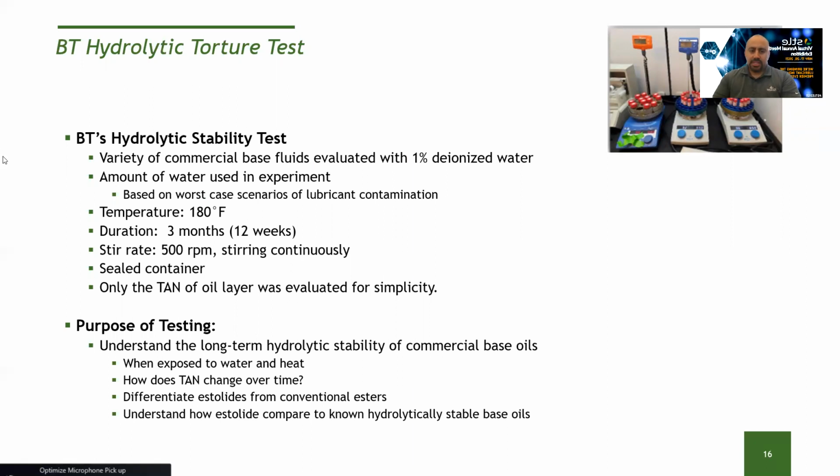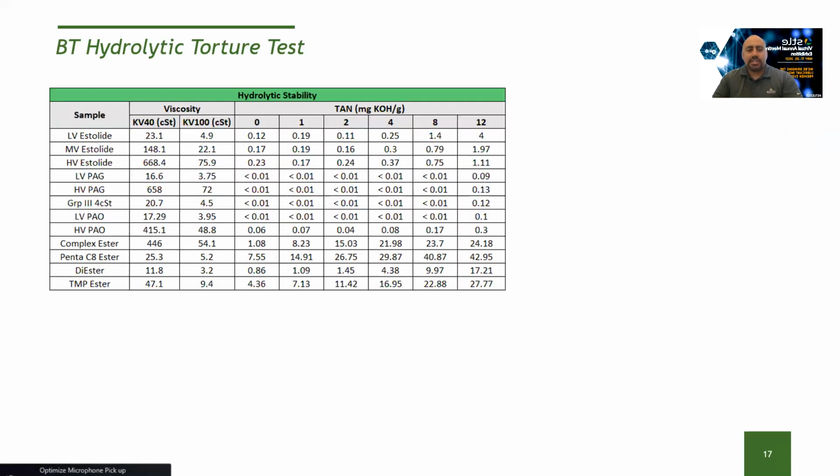So the purpose of this testing was to understand the long-term hydrolytic stability of commercial base oils on the market, but also to understand how TAN changes over time when exposed to water and heat. And really, how do we differentiate estolides from conventional esters? And lastly, how do estolides compare to other known hydrolytically stable base oils, given the time period for this evaluation? So here's the testing data.